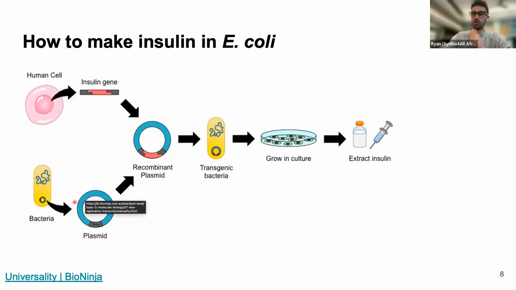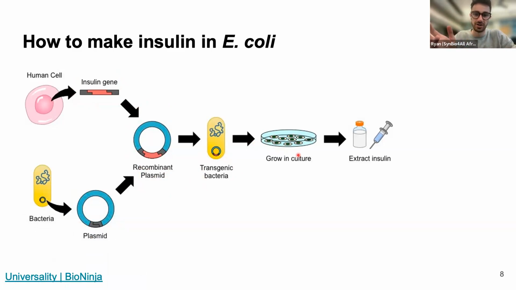If people can see the laser pointer. So you need a plasmid, and basically you need to build what's called a recombinant plasmid by putting your gene of interest, which would be the insulin gene, into this plasmid. From there, you'd introduce this plasmid into bacteria, and then the bacteria would produce the insulin.